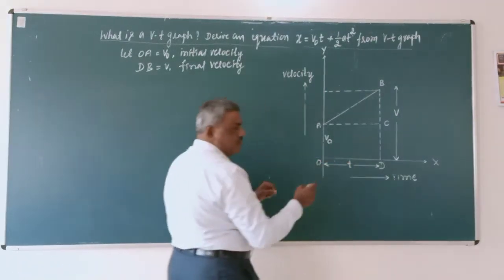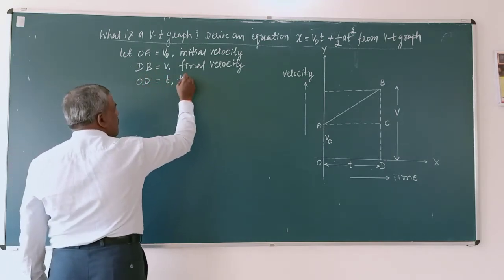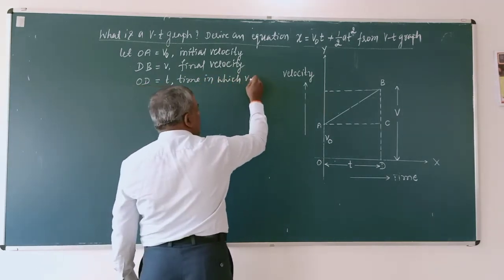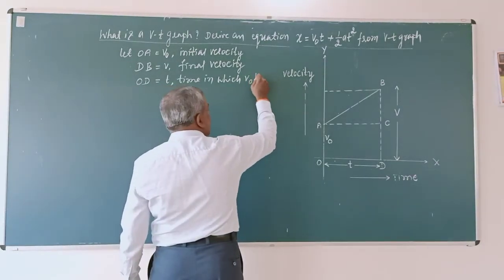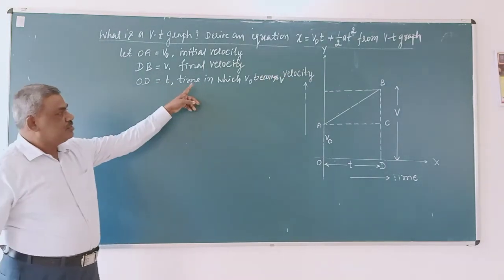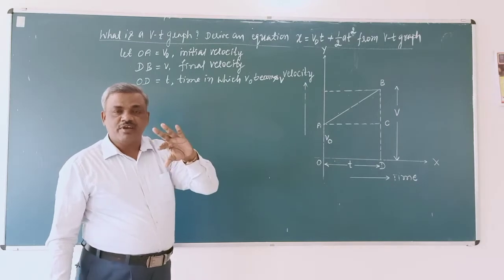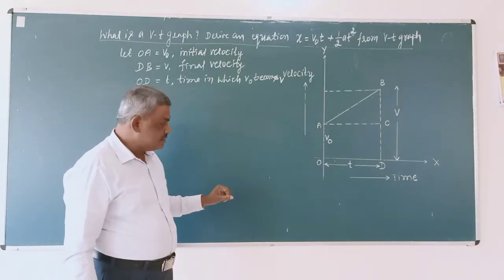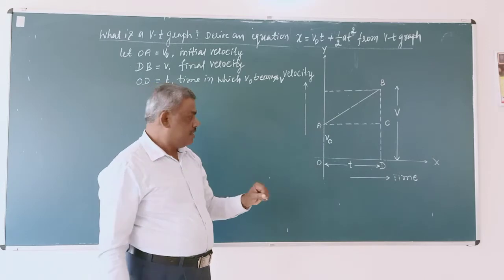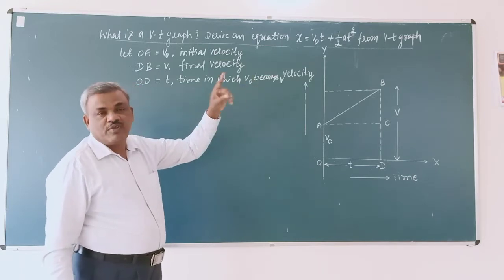And OD equals t, the time in which V naught becomes V, that is, the time in which the initial velocity becomes the final velocity, the velocity changing over t seconds. So the important points here: OA is the initial velocity, DB equals V, the final velocity, and OD equals time t, in which the initial velocity becomes the final velocity.